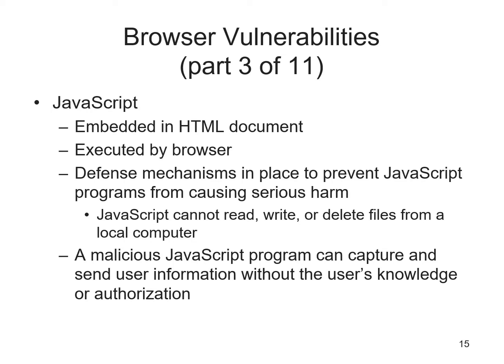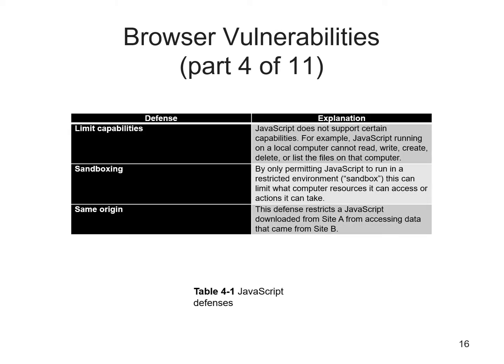There are different settings on the computer, or on the browser itself, with the help of which you can control JavaScript and how it behaves on the computer. Now, these are the limited capabilities, the defenses, and the explanation of what you must do if you have limited capabilities. JavaScript does not support certain capabilities, for example, running on a local computer, or writing or deleting anything from there.